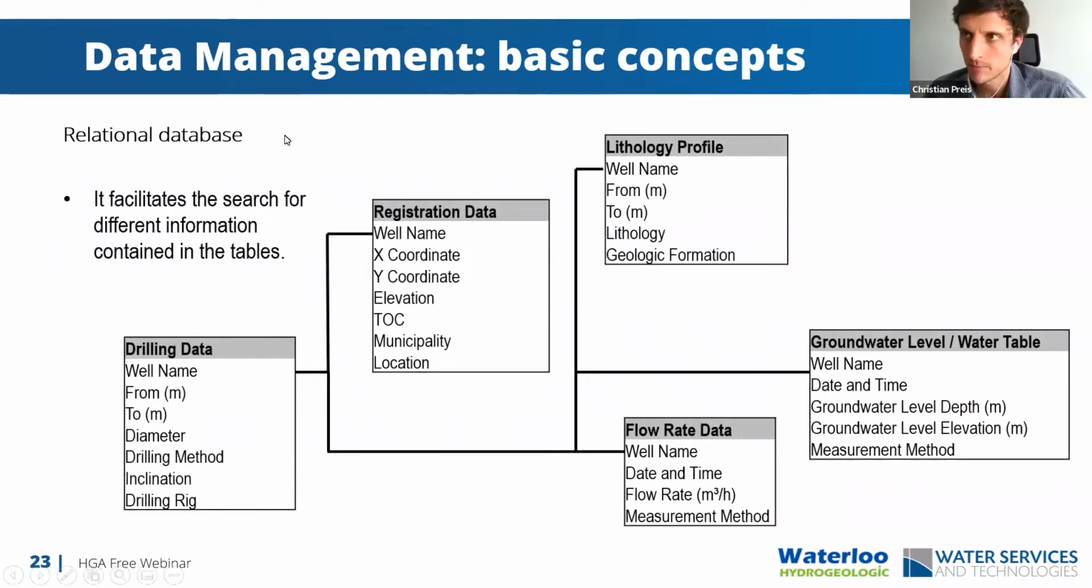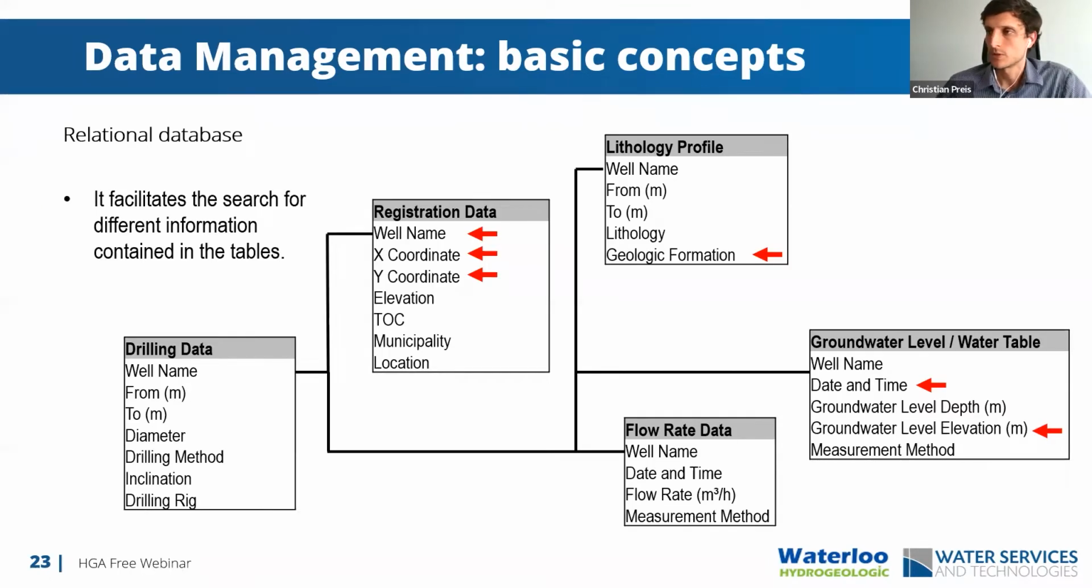And so back to the relational database, another big benefit of this is that it facilitates the search for different information contained in different tables. So for example, if I want a table with a well name, its coordinates, date and time, and groundwater level elevation, but I only want this information for a specific geologic formation. So if you see here, I want information from 3 different tables. And in a relational database, I can do this very easily. I'm going to show you an example using HGA later.